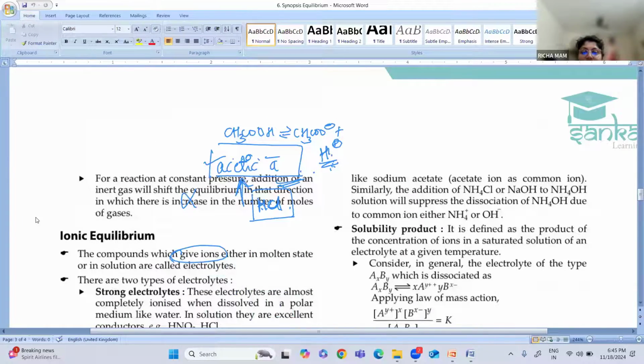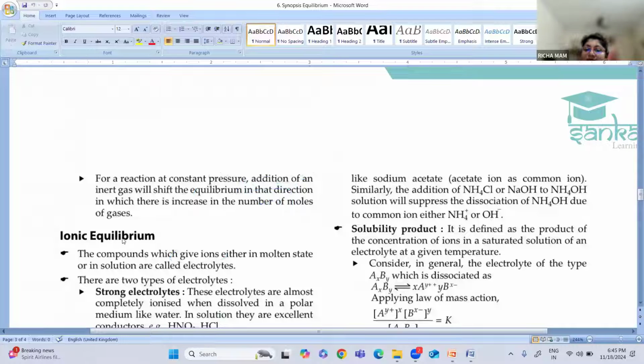Similarly, if you take sodium acetate, the acetate ion is common. Similarly, if you have NH4Cl, ammonium chloride, or NaOH added to ammonium hydroxide, it will suppress the dissociation of ammonium hydroxide, because the common ion will be either NH4 plus or OH minus. This you have to remember.